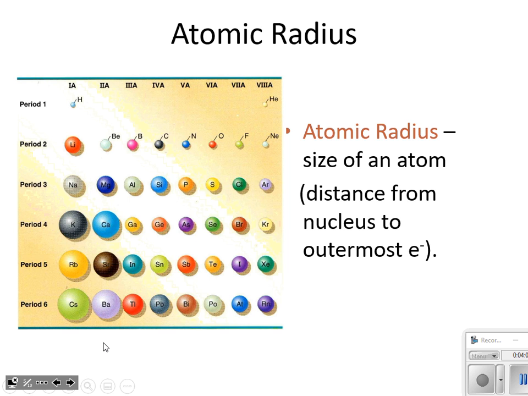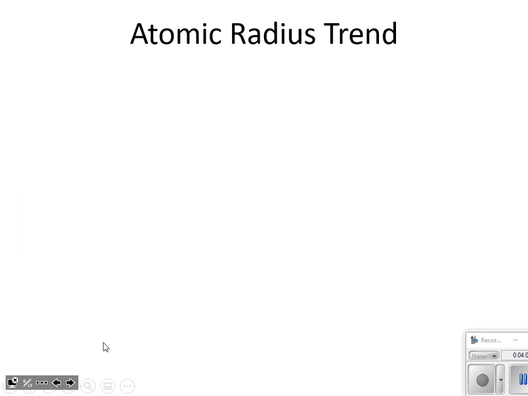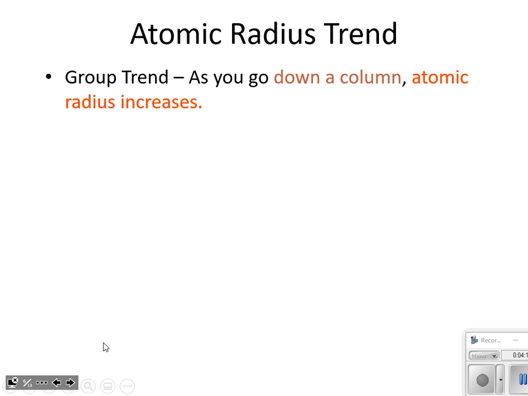Okay? So, as I switch my slide and say, let's look at some atomic radius trends. Okay? Group trend as you go down a column. Okay? As we go down a column, the atomic radius will increase. And we just said that. Lithium all the way down to francium.